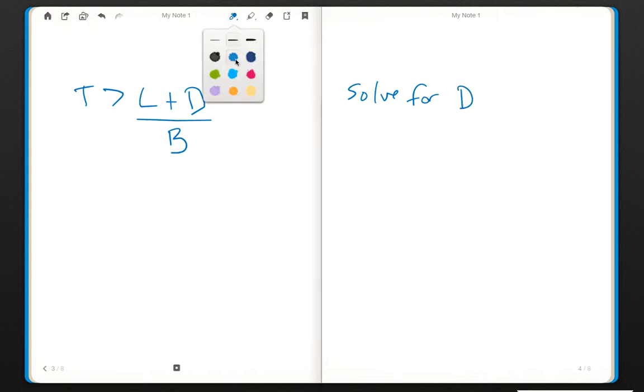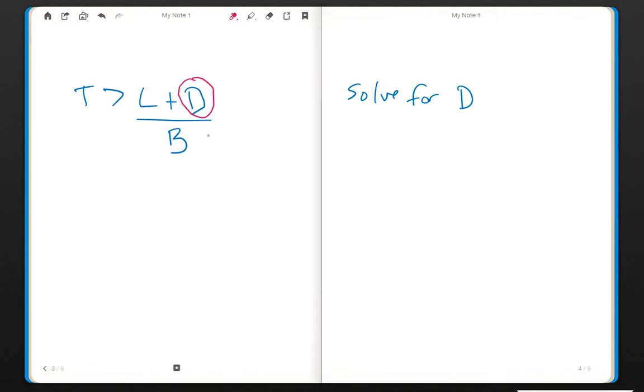Let's write this in another color so we can highlight it. So this is what we're trying to get all by itself, right? The first thing I see is we want to get rid of this denominator down here. I just don't like fractions. I think a lot of you don't either.